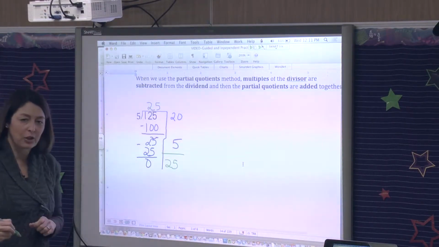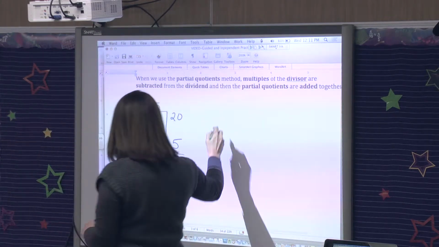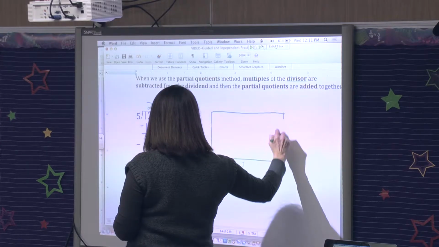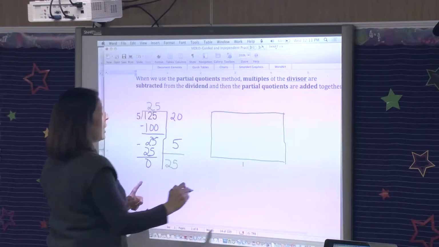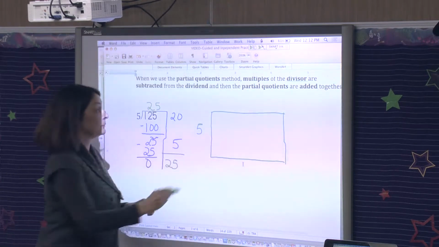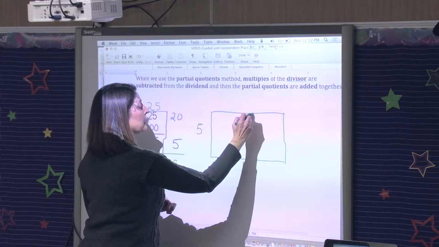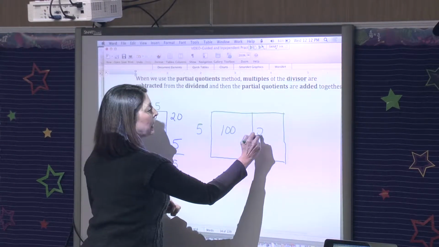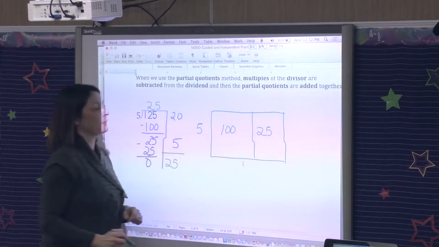Now, I just like to show you how we can show it in a model like we did with the 39 and 3. So we know 5, right? And we know what's inside. We know 100. I'm going to break it up this way because that's easy.